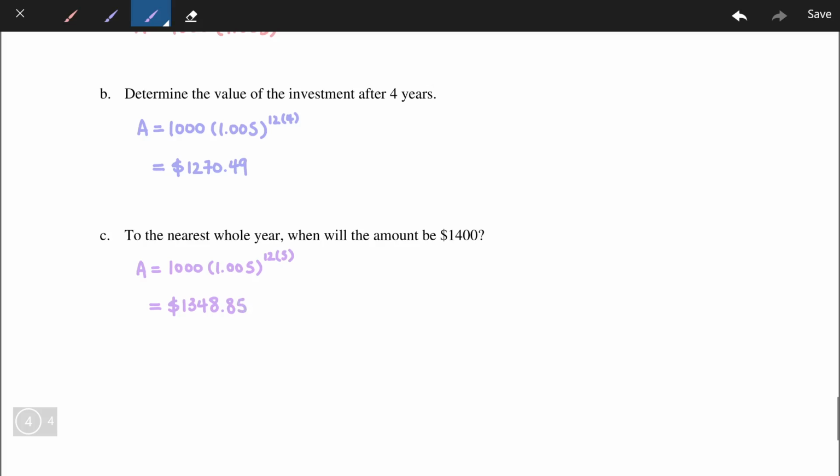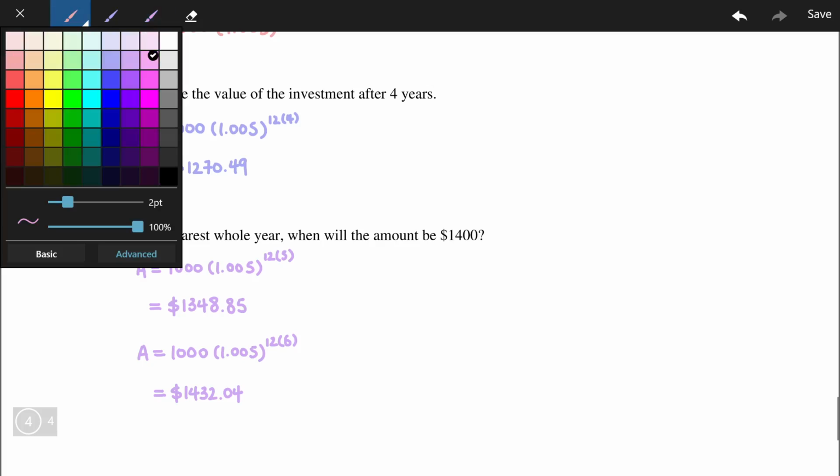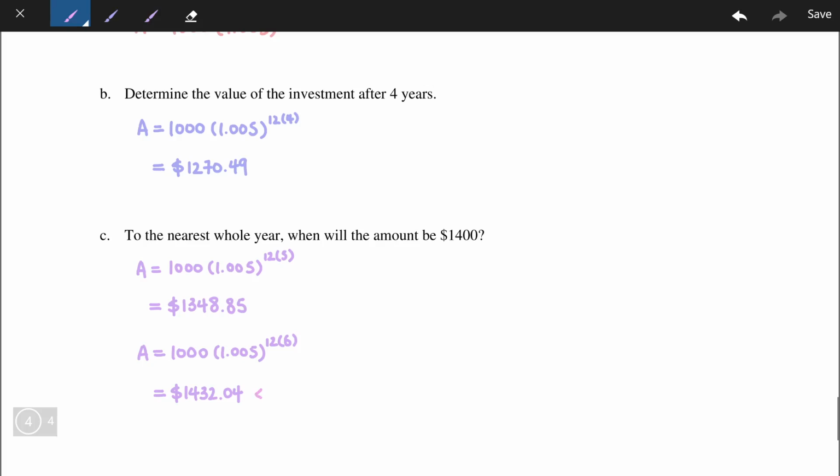So let's see if the next year will take us over the amount needed. So this will be 12 times 6. And once everything is done, we get $1,432.04. So all in all, it's going to take 6 years to get to $1,400.